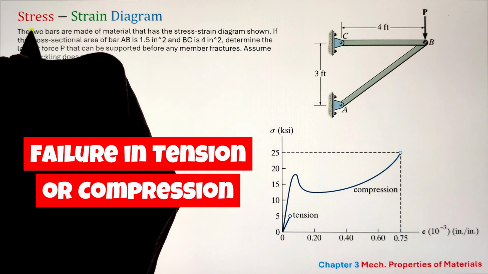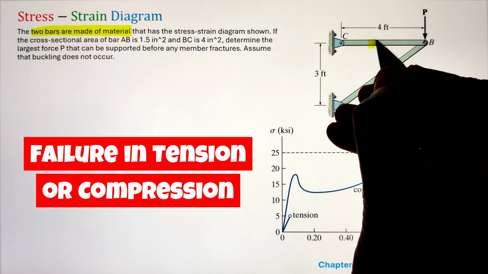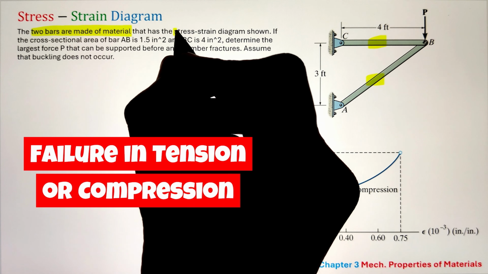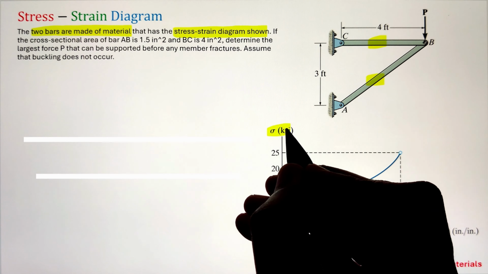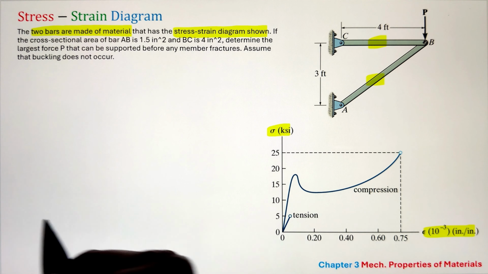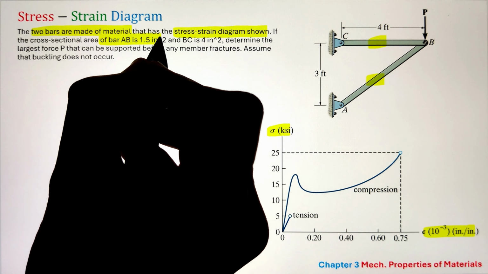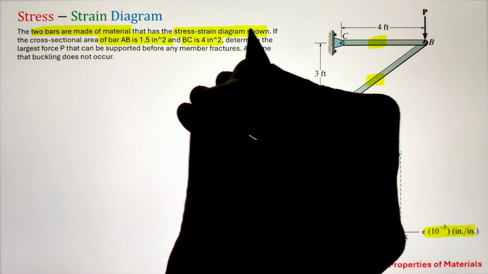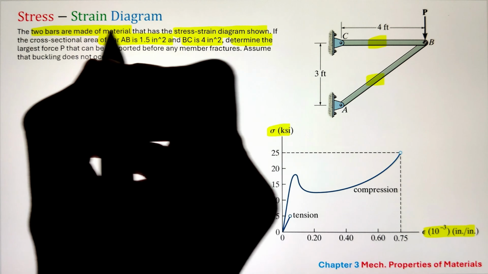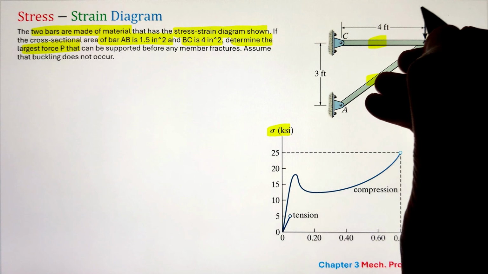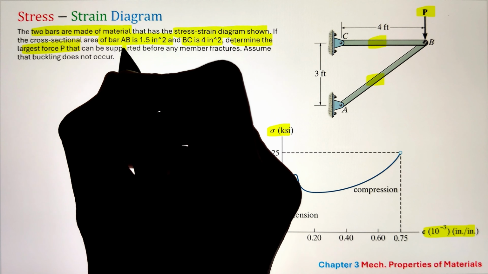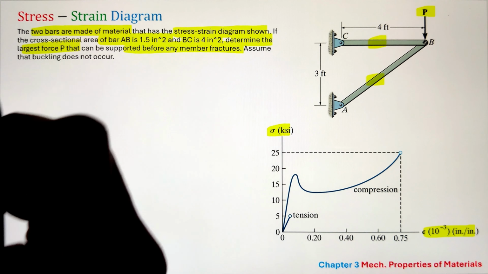In order to determine the largest force P that can be supported before any of these two members fracture, the material properties are given from our stress-strain diagram, where we are given two graphs, one for compression and one for tension. From it, we can extract the maximum stress the member can sustain in compression mode as well as in tension mode.